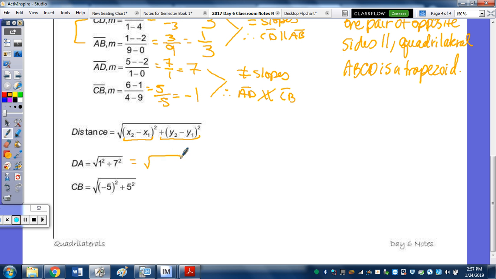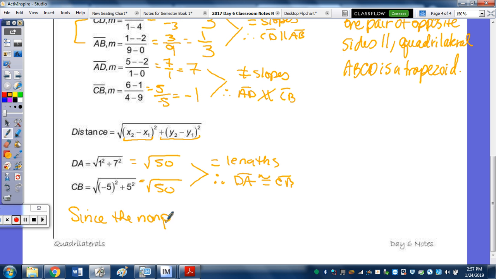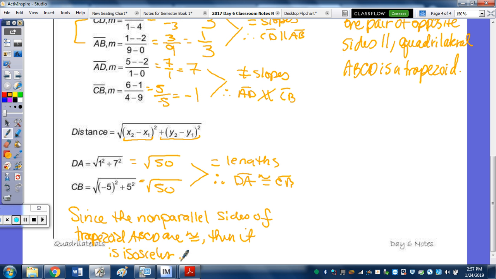And then this ends up being the square root of 50, as well as CB is also the square root of 50. Because it's not your final answer, you do not need to reduce it. But if you did, what would be the final answer to the square root of 50? 5 radical 2. Good. So I'm going to make note here, equal lengths. Therefore, DA is congruent to CB. In my conclusion, since the non-parallel sides of trapezoid ABCD are congruent, then it is isosceles. So the property, again, is the non-parallel sides are congruent.